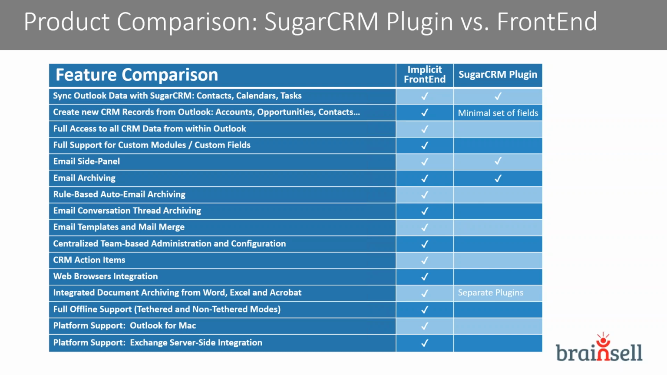I'll show you how we support custom modules and custom fields. So if you've created your own custom modules in Sugar, you have the ability to access them from within Outlook as well. I'll talk about the email side panel. Although the native plugin also provides an email side panel, I'll show you how we do it differently. Email archiving is one area where we've invested a lot of effort and provide really rich functionality, both for manual email archiving, with many different options, as well as a rule-based engine for auto-archiving of emails. Email conversations: the ability to archive a complete conversation in one go.